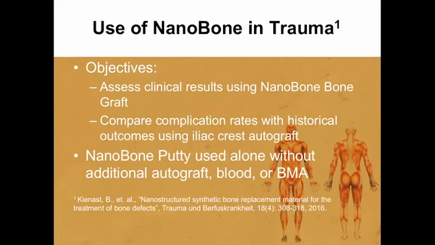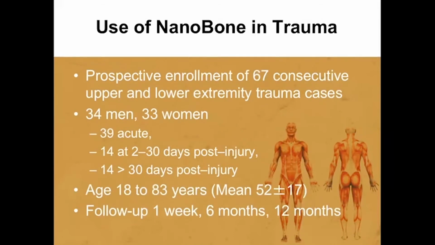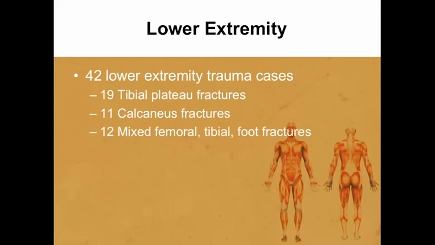And so this study, and the study I'll touch on that we're presenting at the OTA this fall, hopefully, will essentially go through that. It was a prospective enrollment. They had about 67 patients. You can see the breakdown, men and women. Most of these were acute cases, but they also did include some subacute cases. The age variability was pretty wide, young age to 83, and they essentially followed them up at 1 week, 6 months, and 12 months. These were mostly lower extremity trauma cases, which I think in my experience is pretty much the same.